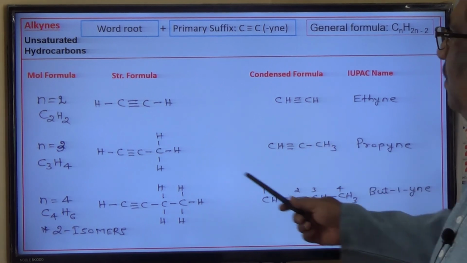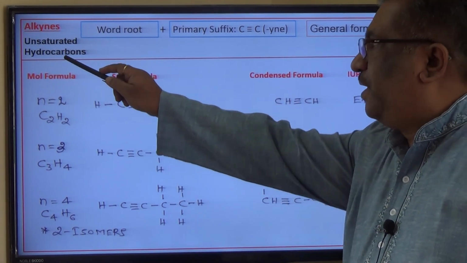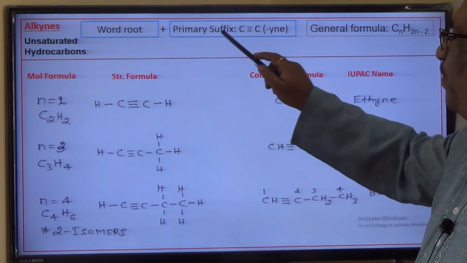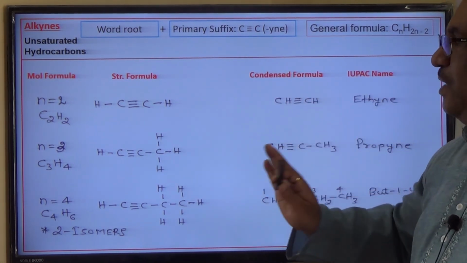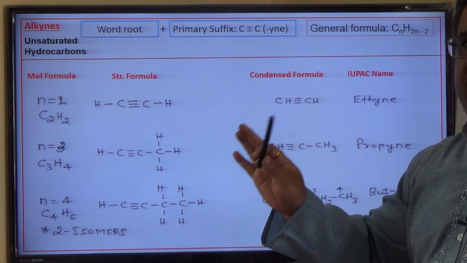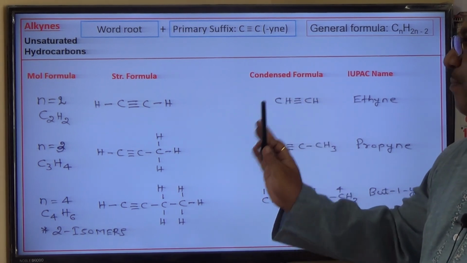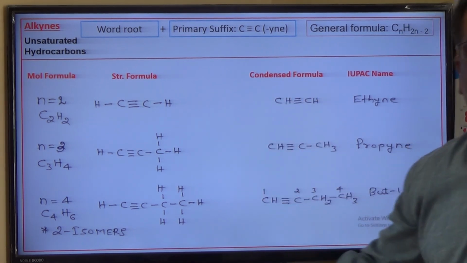Yeah, from this: alkynes, unsaturated hydrocarbons, word root, primary suffix, general formula, all these things, write properly horizontally in your notebook and preserve it. So make a note of this.